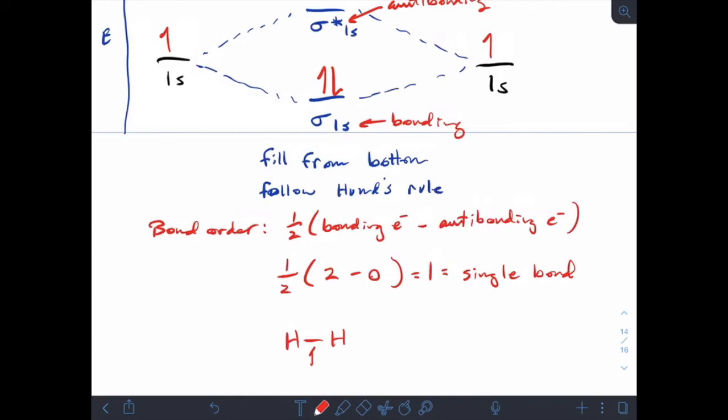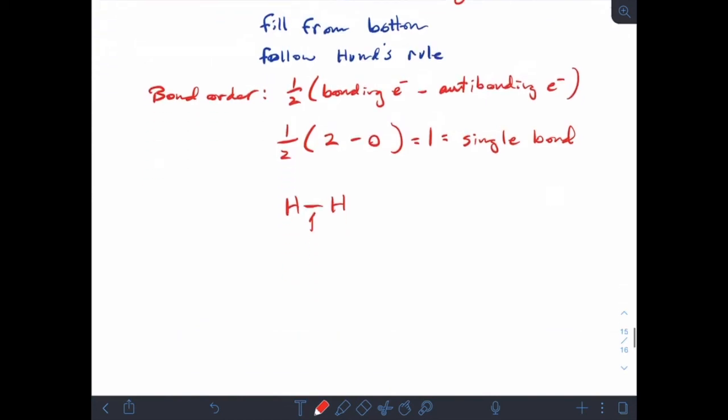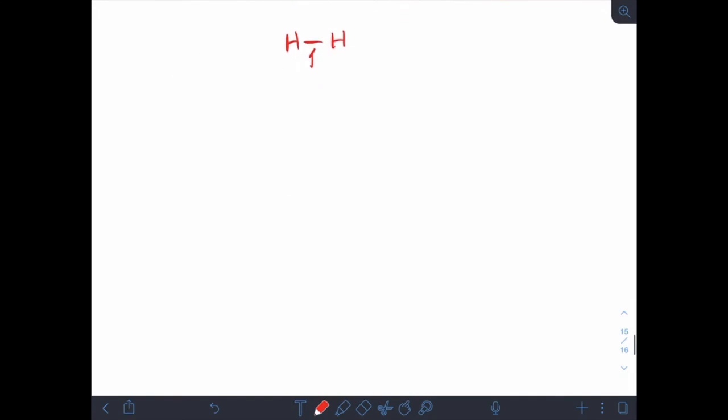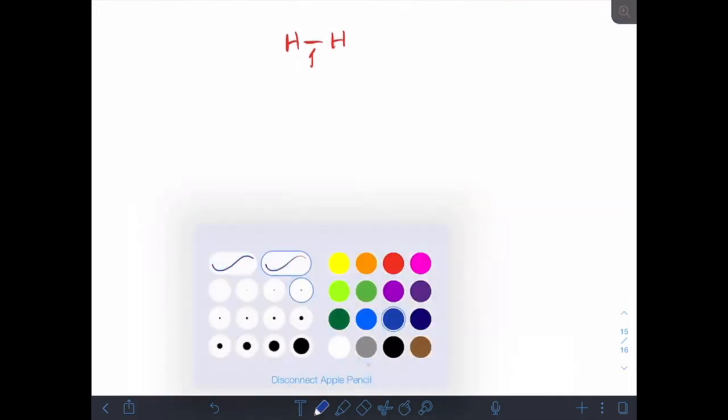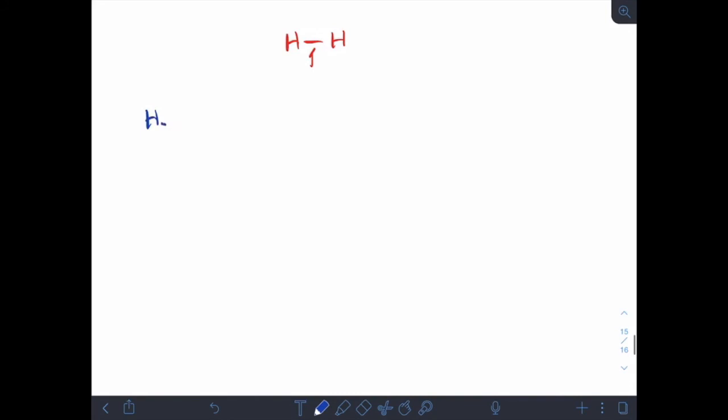So let's see what happens. Let's play around a little bit. That's kind of the fun aspect of molecular orbital diagrams, is we can try things that really shouldn't exist and we can show why. So let's take a look at what the MO diagram would be for H2 2 minus. So that means that each hydrogen atom should have 2 electrons.